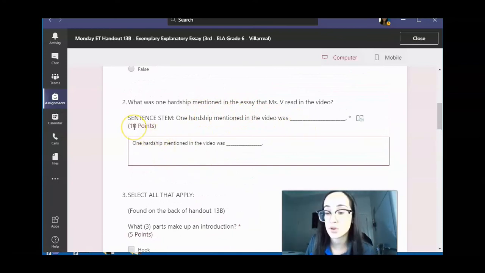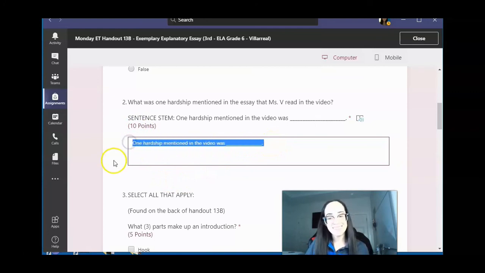It's worth 10 points. Very simple. If you just write one word, that's going to be 1 point. But if you write in a complete sentence like this, and you actually include your answer with a period, right, then I'm going to give you the full 10 points.